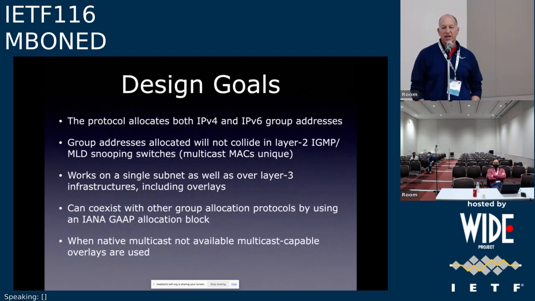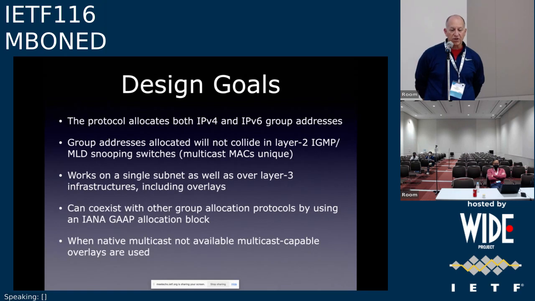So the protocol will allocate both IPv4 and IPv6 group addresses, and the group addresses won't collide, as I mentioned, at layer 2. So we could allocate uniqueness in an IPv6 group address up to 32 bits because that's what will fit into an IPv6 MAC layer address, and up to 23 bits for an IPv4 address. It should work on a single subnet as well as a layer 3 infrastructure that supports native multicast, but also where the native infrastructure doesn't support multicast, you can use overlays to realize multicast for the multicast applications.